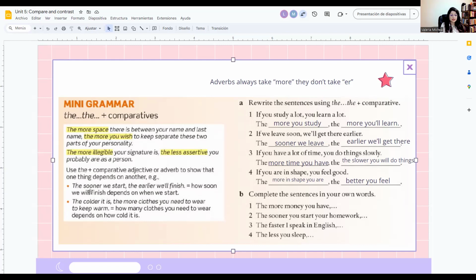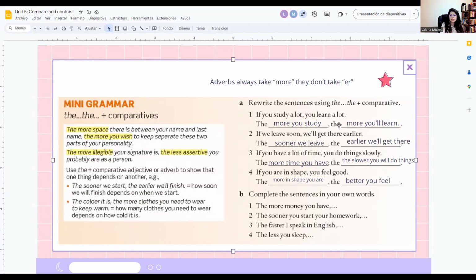Also, we had a look at this. The sooner we start, the earlier we'll finish. That means that how soon we will finish depends on when we start. Finally, the colder it is, the more clothes you need to wear to keep warm. So how many clothes you need to wear depends on how cold it is, right? So one thing depends on the other. That's the relationship between the plus the comparative.